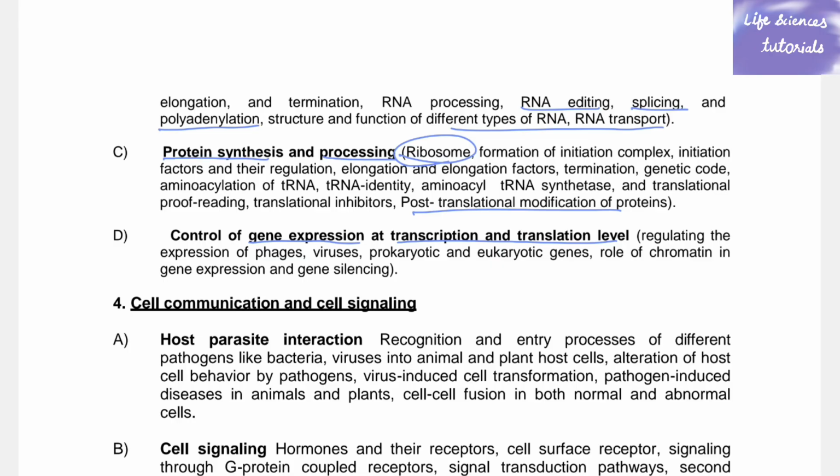So obviously here you will require the concept of operon also, wherein we understand the concept of gene expression, its regulation. Apart from this, regulating the expression of phages, viruses, prokaryotic and eukaryotic genes, gene silencing, another important topic. This is a very upcoming field. There is so much research done in gene silencing. That's a huge part of biotechnology.